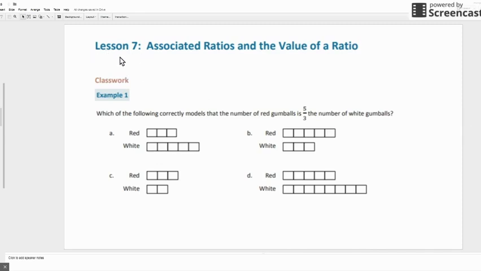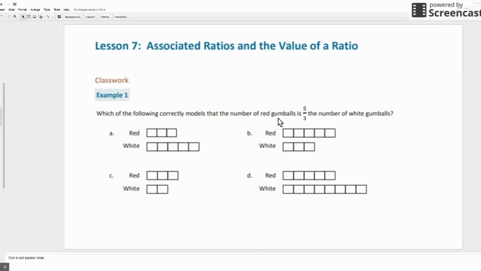All right, hello students. Let's move on with lesson 7, associated ratios and the value of a ratio. So now we're going to start taking the ratios that we've been talking about and setting a value to them, applying a fractional form to it again. All right, so let's look at example 1.